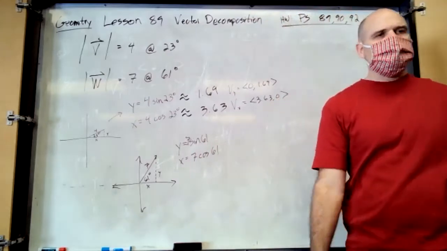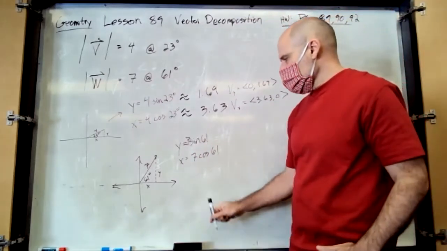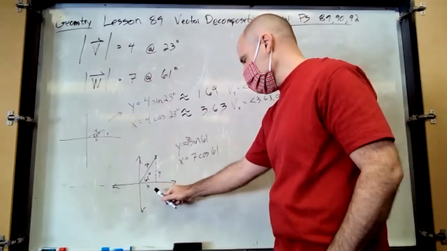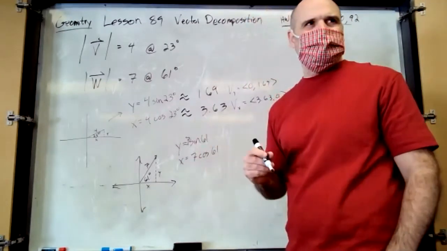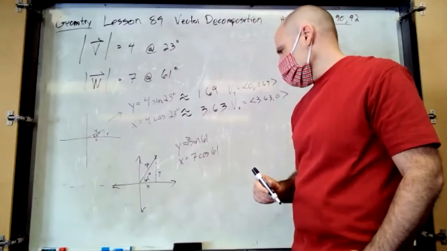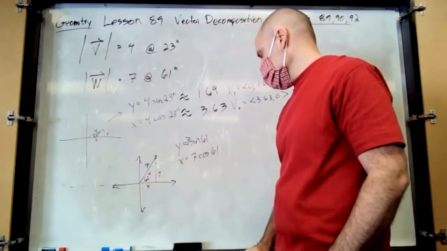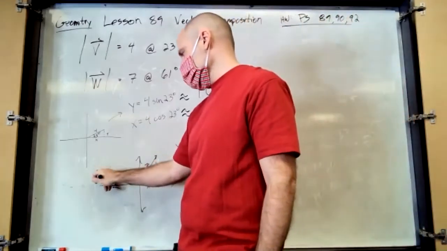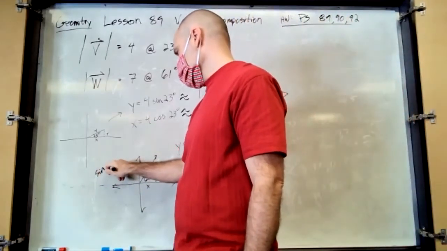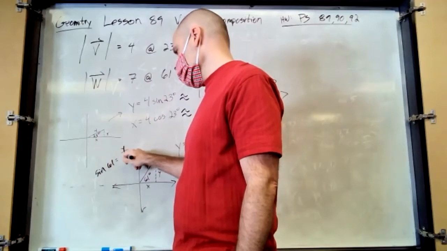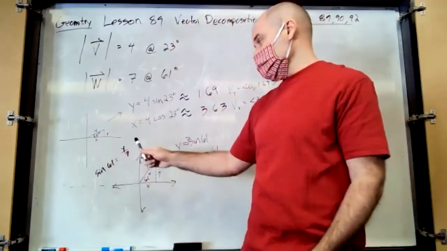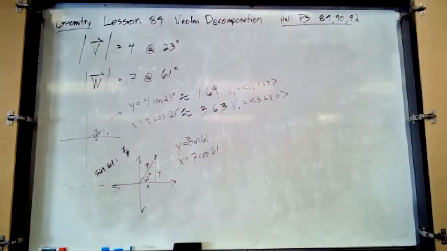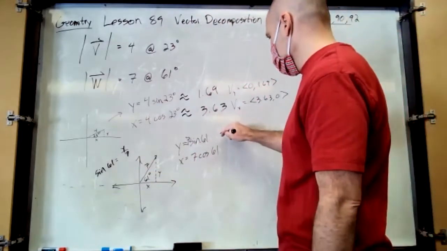That's basically it, right? So x is always cosine, y is always sine. So it's the hypotenuse times the cosine of whatever angle that is. If you want to work it out like this, you can: sine of 61 equals y over 7, so y is going to be 7 times sine of 61. Same thing with cosine.